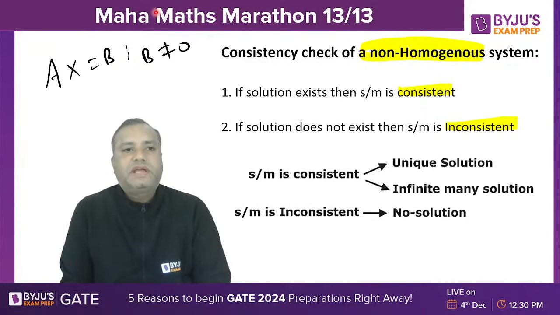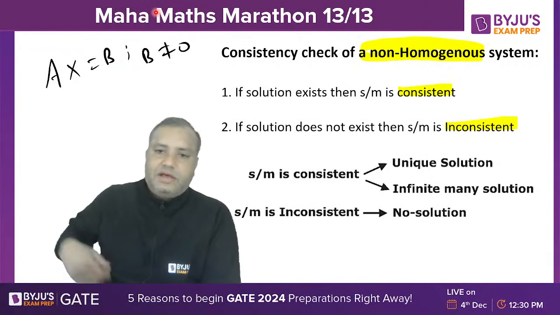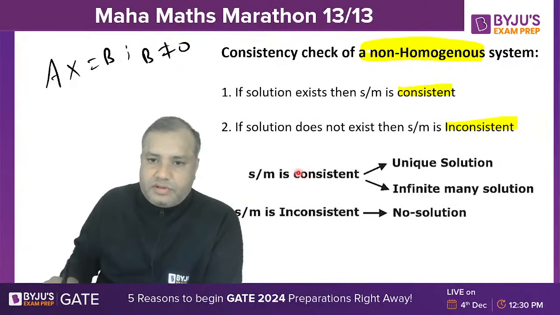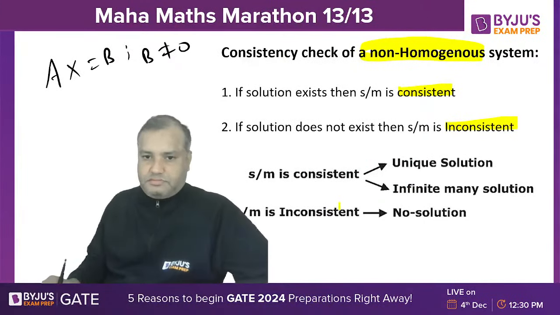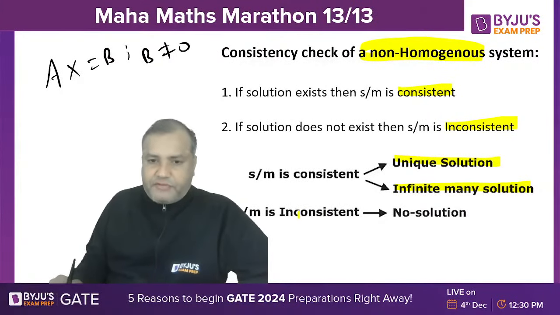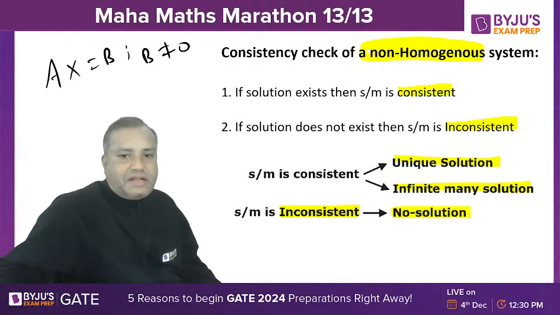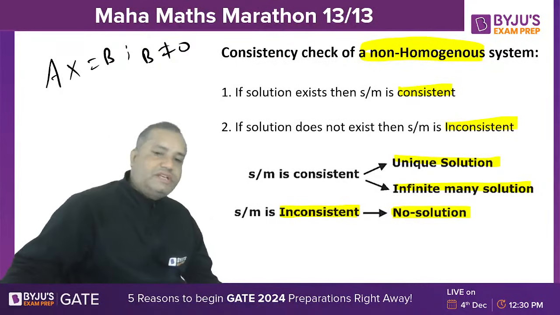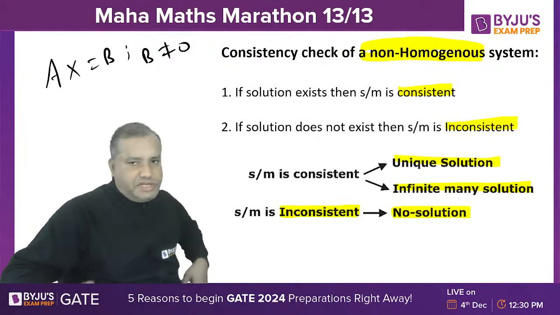Sir, if a solution exists, then what? Then we have two possibilities. Either we will have a unique solution or infinitely many solutions. But if the solution does not exist, the system is inconsistent, and the type of solution will be no solution. So in fact, we can say that when the system is consistent, it has a unique solution or infinite solutions, and when inconsistent, it refers to a no solution condition.